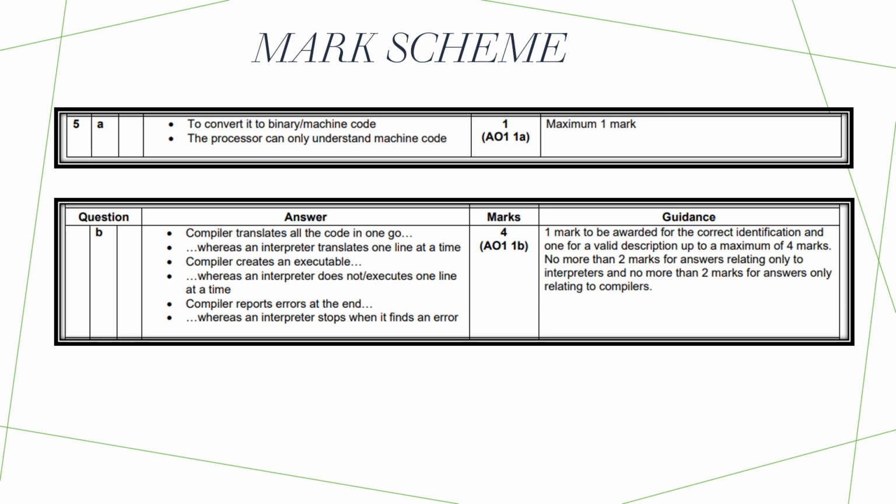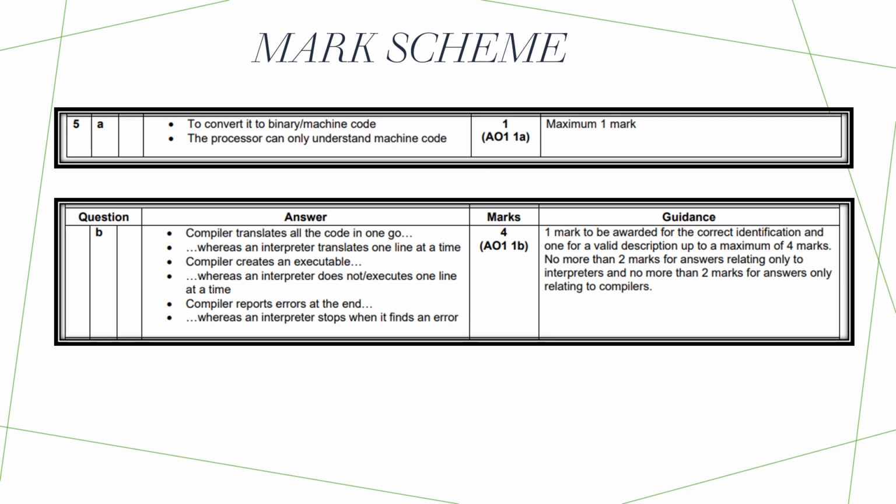So for part B, because it's a comparison question, we need to make statements about different properties of each. A compiler translates all the code in one go, whereas an interpreter translates line by line. A compiler creates an executable file at the end, where an interpreter does not. Or a compiler reports errors at the end, where an interpreter stops when it finds an error. So that is how you do the comparison. You write one statement for one and then compare it with the other.